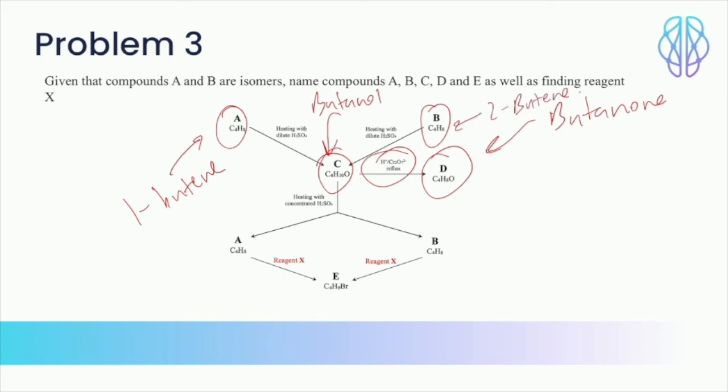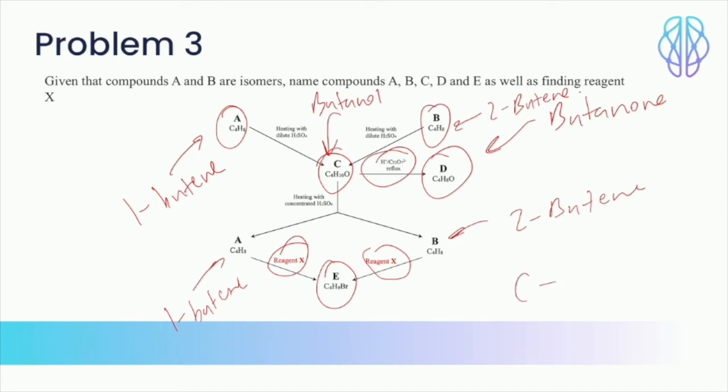Now, we need to find two more things. We need to find reagent X and we need to find E. If we look at B here, B again is 2-butene, and A is also 1-butene. Both of those can undergo reaction with reagent X to form E, which has the formula C4H9Br.